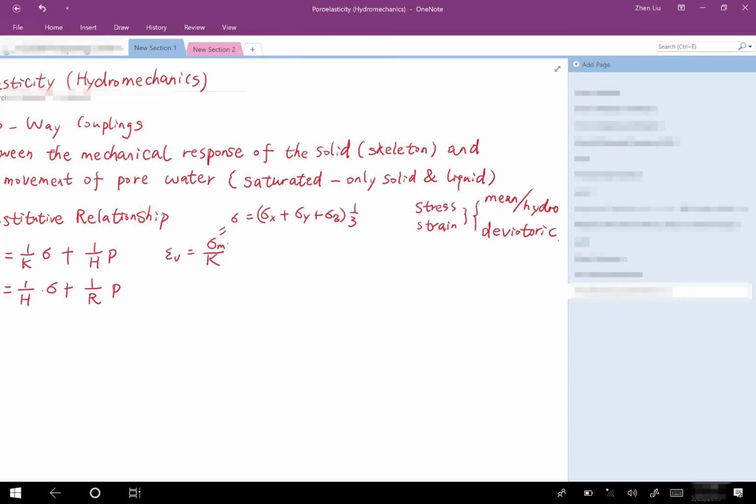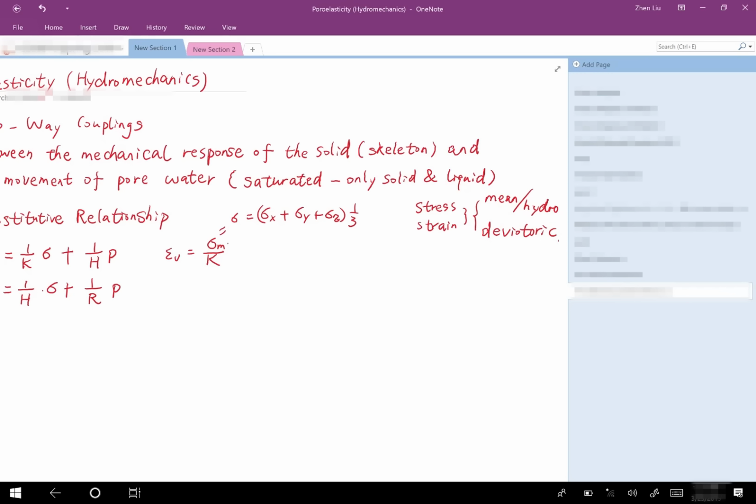So we do this intentionally. The reason is that the water only couples with the solid for the mean or hydrostatic part of the stress and strain, not the deviatoric or shear part. So we want to split it in two. For the other one, there's no coupling, so we do it the way that we did before. But for the mean part, now it's different.